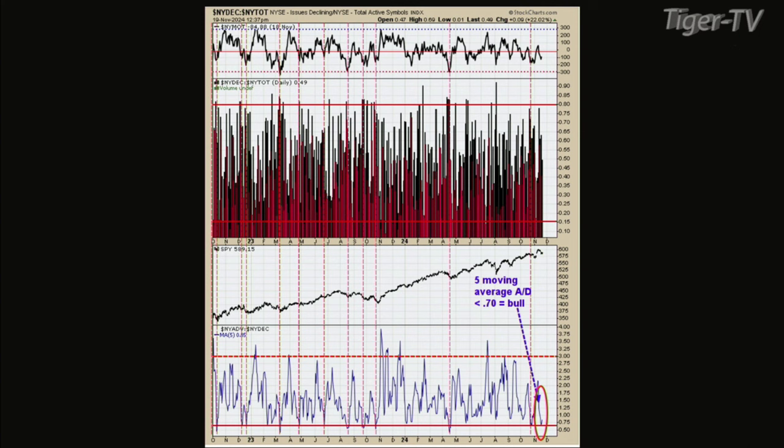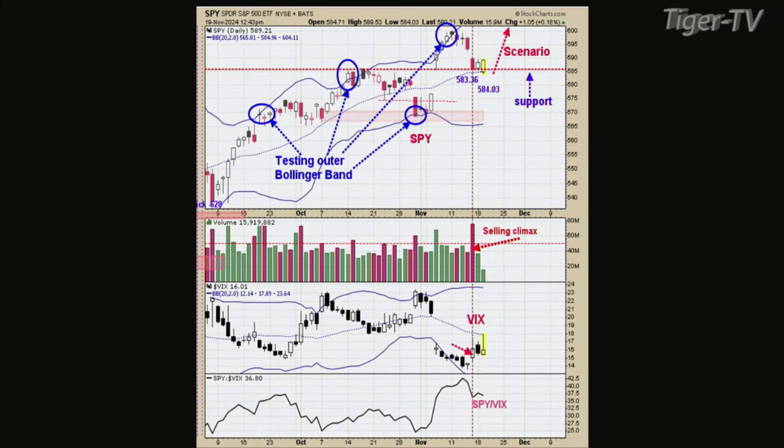So let's flip to chart two. And last Friday, this is just the SPY chart going back to early October. We had a selling climax on Friday. If you look at the volume chart, see the big spike in volume we had there.